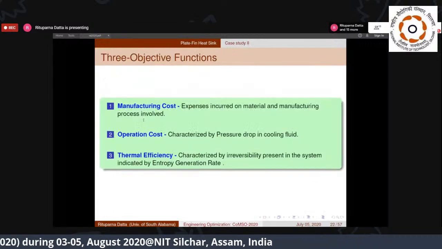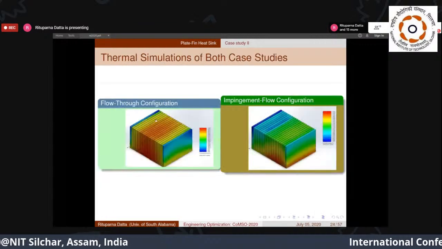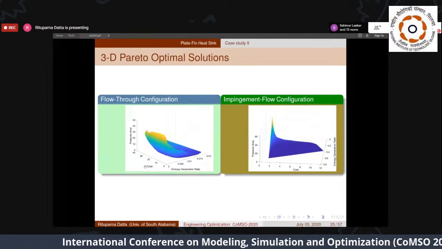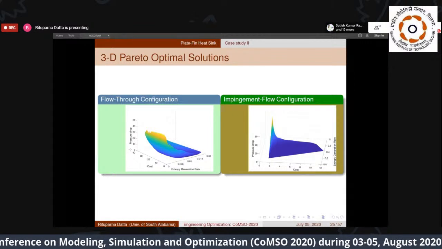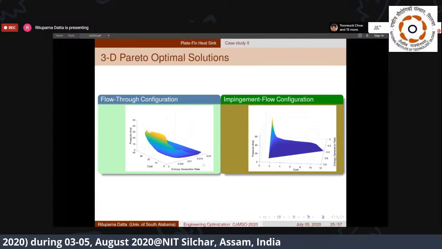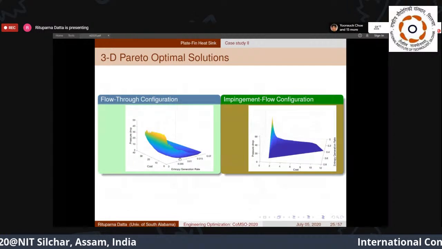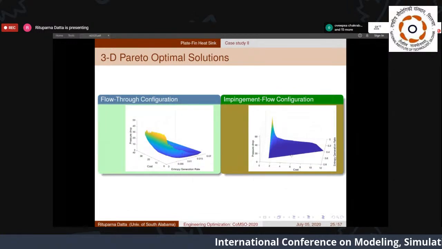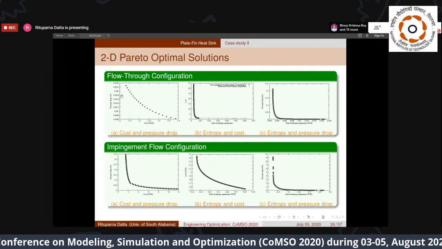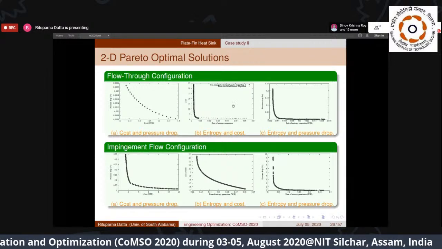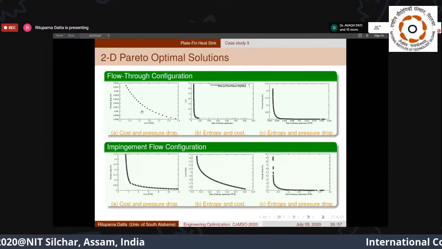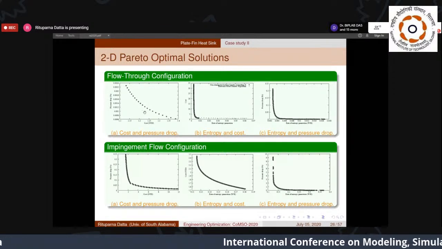And then we have moved it into three objective functions. And we have also done thermal simulations to see the temperature distribution. So then we have included one more objective, that is pressure drop. And then we have done three-dimensional optimization for both the configurations. But sometimes it is difficult to take a decision or understand the surface. So then we have also taken two objective functions at a time and seen how the relationship exists. And we have also done the study to see what is the dependency of the parameters and what are the approximate relationships.